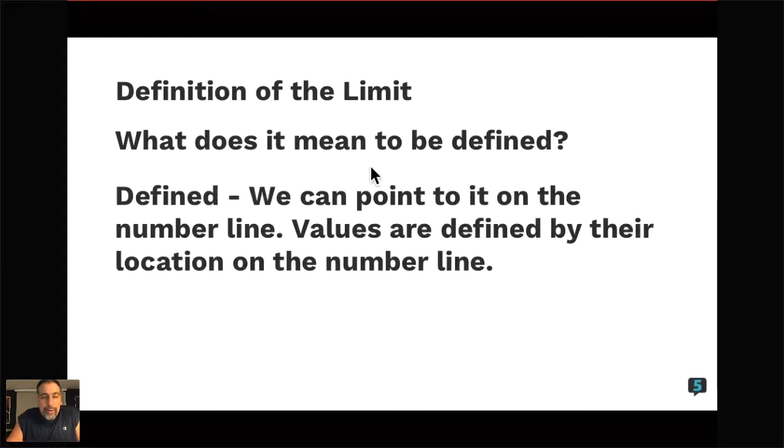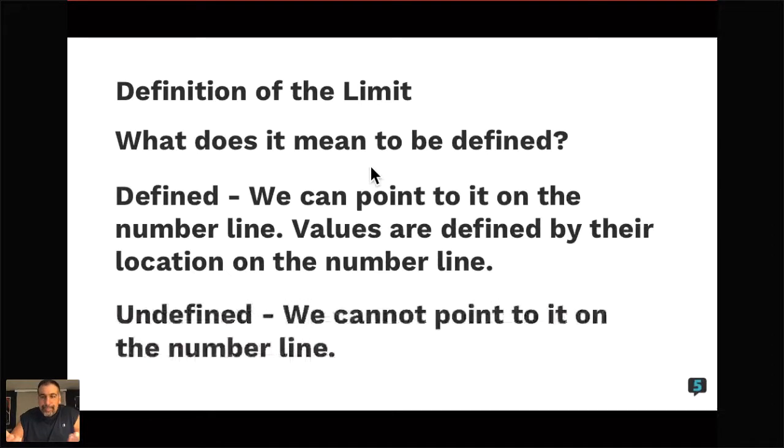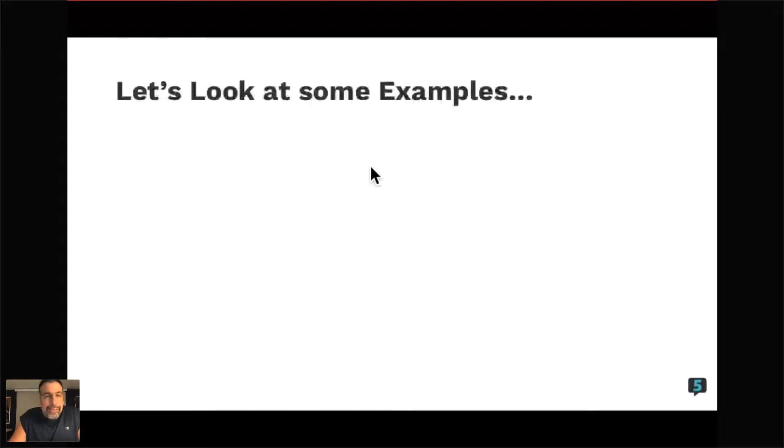Now, conversely, if that's what defined means, what does it mean to be undefined? Well, exactly. It means we can't point to it on the number line. So these are 2 general ideas that I want you to keep in mind as we go through our calculus courses throughout the year. Anytime we're talking about defined, it means, hey, we know exactly where it lives on that number line. And when it's undefined, we have this question about where it should go. So from here, what I'd like to do with you guys is eventually get back to the idea of what is a limit, but I actually want to just jump to a couple of examples.